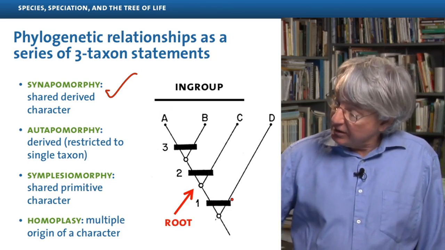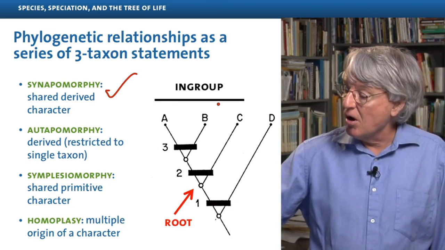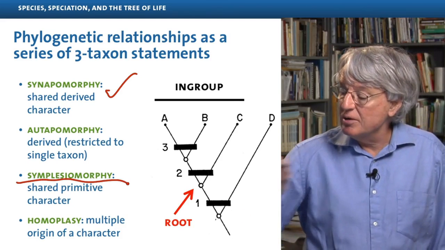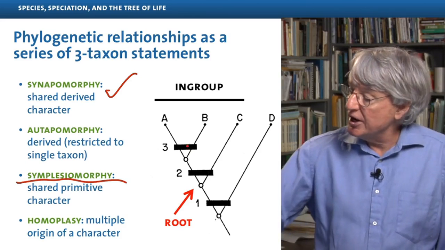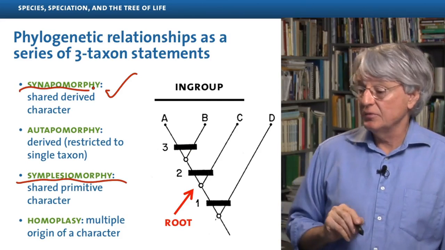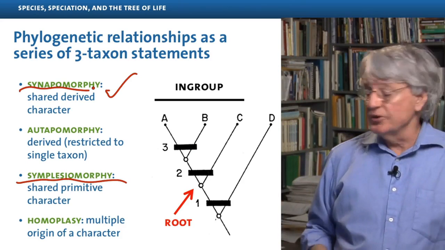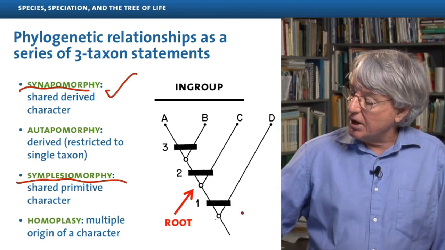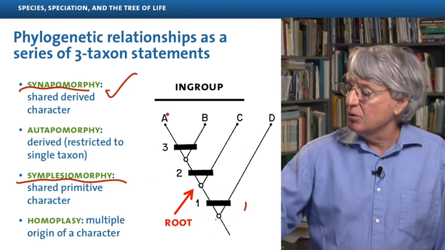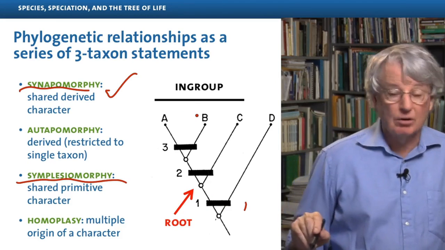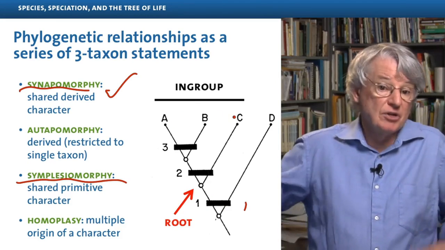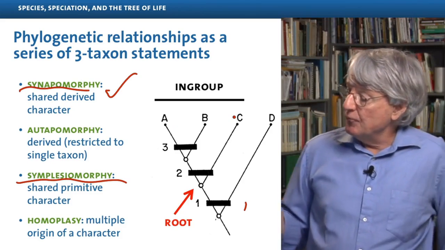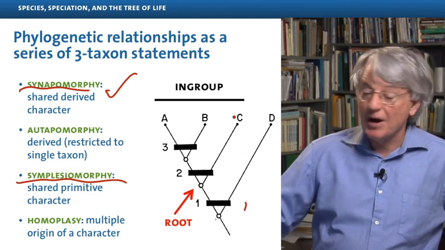But now you can see that character 1, because it's in all of these, is a primitive character. We call shared primitive characters symplesiomorphies, and shared derived characters synapomorphies. It's just jargon, but it's used all the time by evolutionary biologists. Character 1 is shared by all of them, so it can't tell me if A and B are more closely related to each other than they are to C, because they all share it. So primitive characters do not give you any information about what's related.